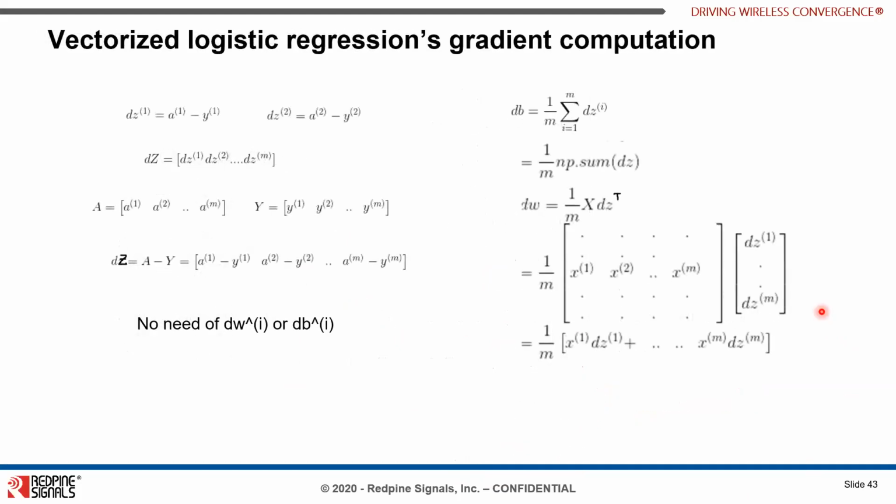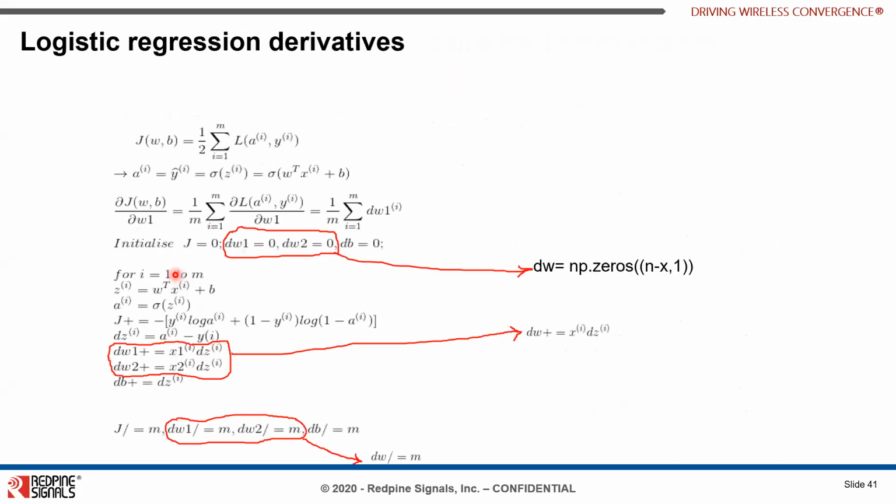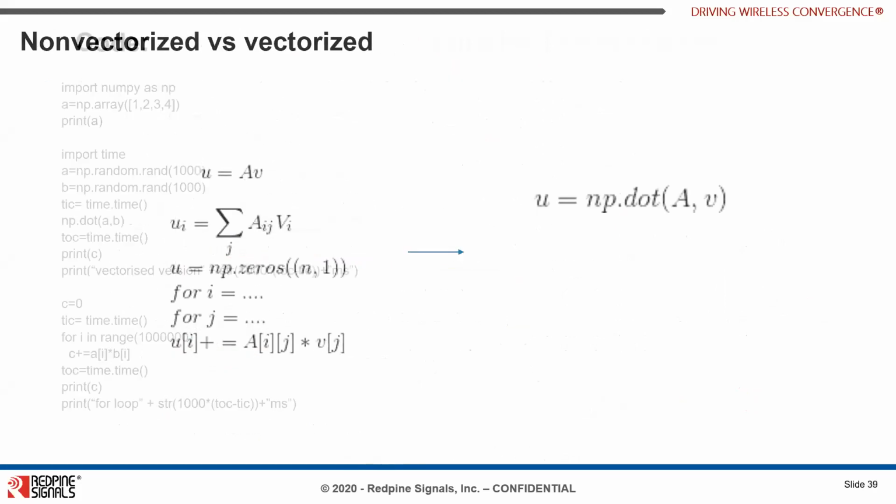So now we will see how we do the vectorized logistic regression's gradient computation. That is also very important. Just try to recall, in the previous lectures, previous slides, that dz is equal to a minus y. Just try to recall, dz equal to a minus y. Okay, things will be clear.